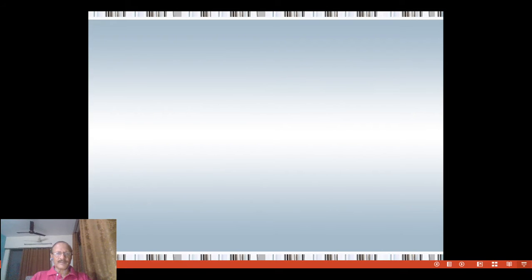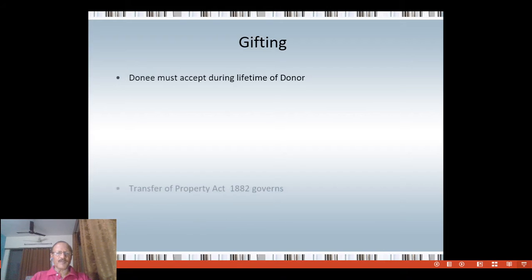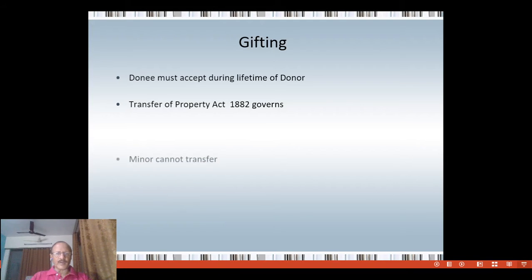Let's go to the next sheet. The donee must accept during his lifetime and during the lifetime of the donor. So both must be alive for a gift to happen. It is governed by the Transfer of Property Act. Minors cannot transfer because they are not eligible. They do not know what this means.